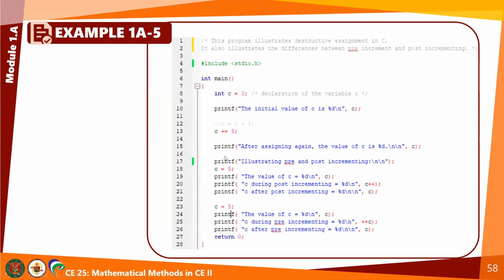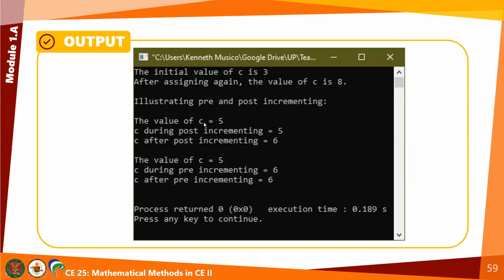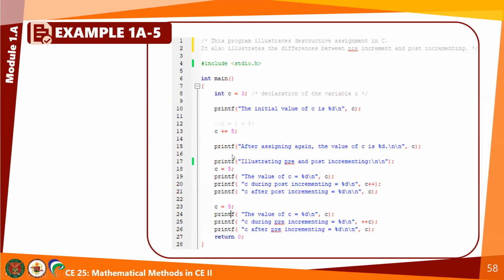Ayan. After, illustrating pre and post incrementing. So, print lang niya. Again, I assign C equals 5. So, na-destroy na yung 8 dun sa memory kasi nag-assign ka ulit. So, destructive process ito. The value of C is again C equals 5. Is C equals 5. Okay? Printing the value of C equals %d. Ayan. C during post incrementing.